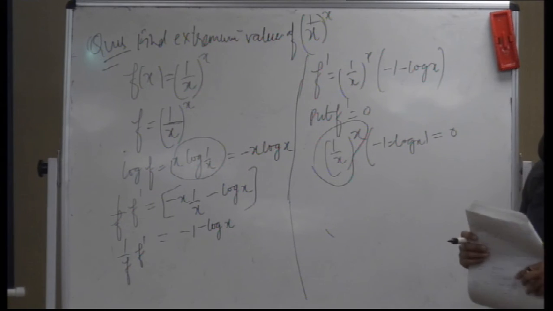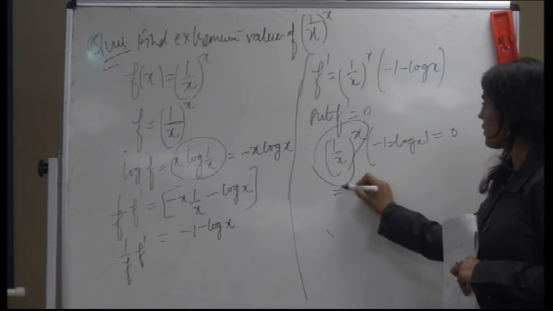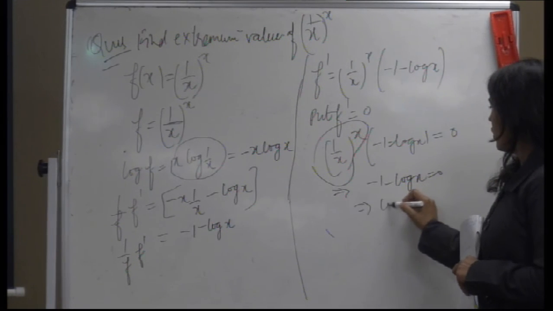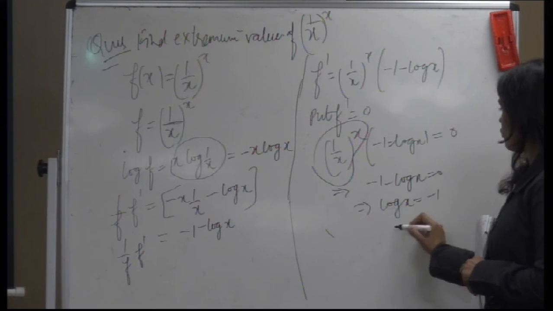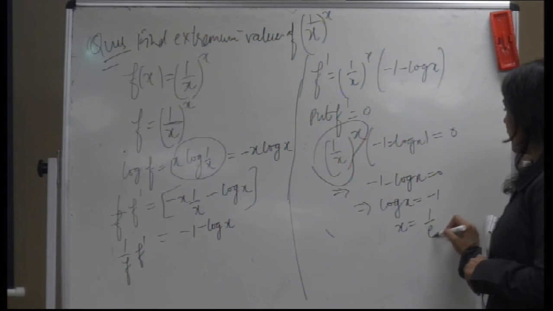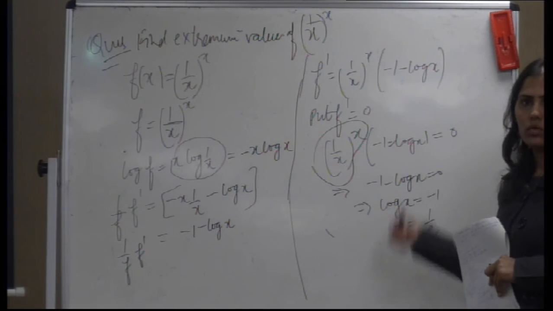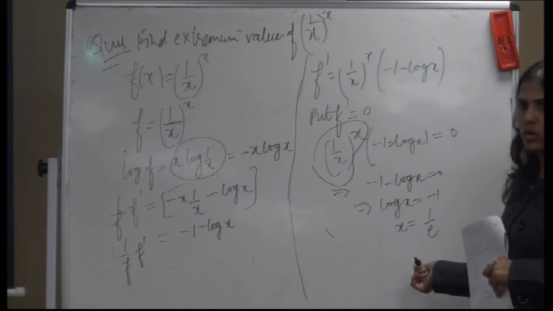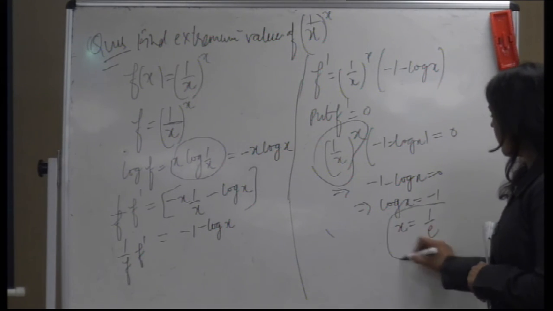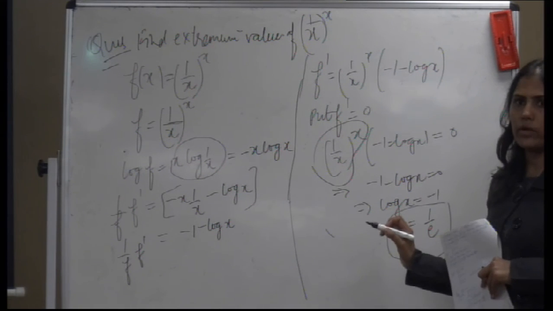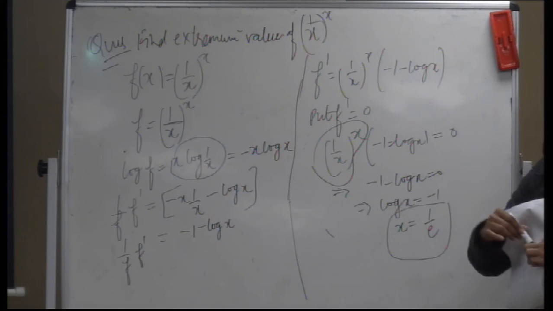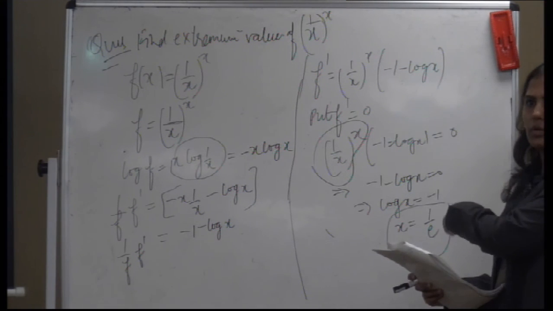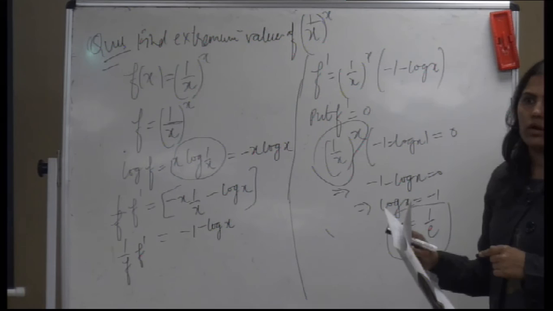But I am very sure this is never 0. So it means minus 1 minus log x equal to 0 implies log x is equal to minus 1. So x is equal to 1 upon e. All are okay with it? How we get this? Is it fine? Only 1 point we got. So now the next thing is we will calculate the second derivative and put this point in, and we'll see whether it is a minima point or a maxima point.